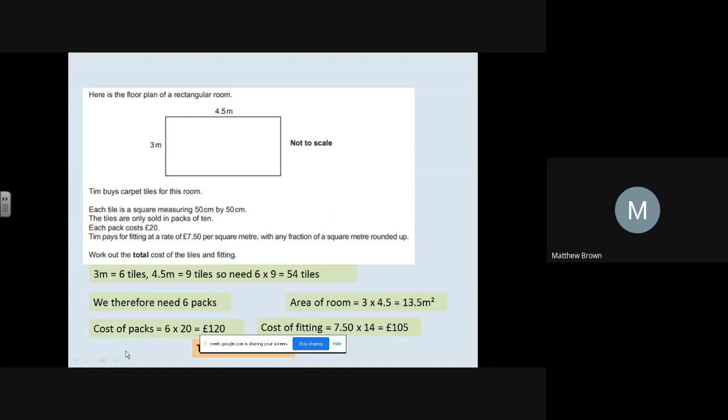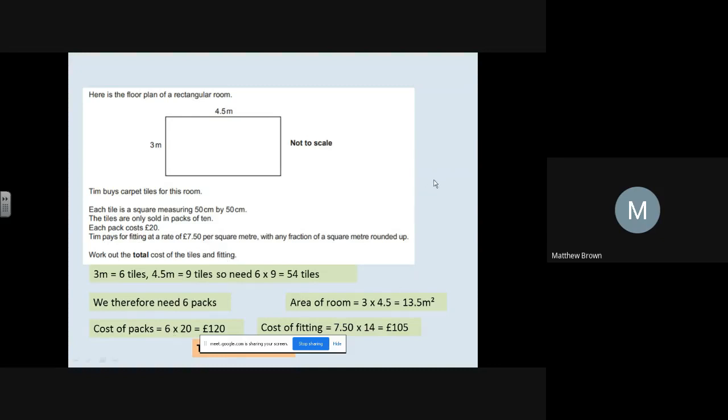Okay, so that's a 5 marker, I think it was. So a mark for tiles, a mark for packs of tiles, a mark for the area of the room, a mark for the cost of fitting, and your answer mark for the total of 225. Okay, so that's probably all you'll have to do on the higher paper to do things like areas of rectangles, triangles, that sort of thing. It'll be set in a problem solving context.